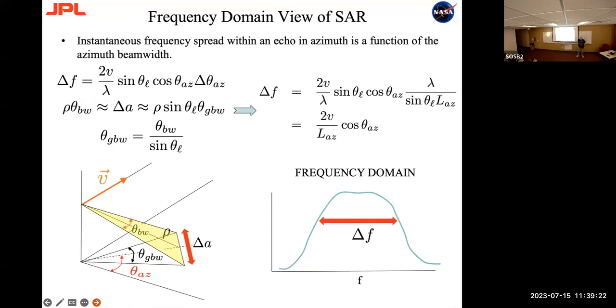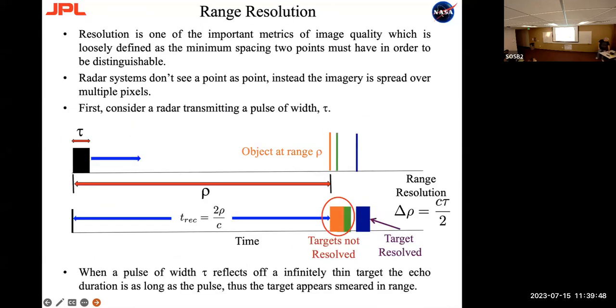It's not. It's the projection on the ground. It's not with respect to the... It's where the beam is. So this is the beam on the ground. This is broadside, perpendicular, and that's theta. Okay.